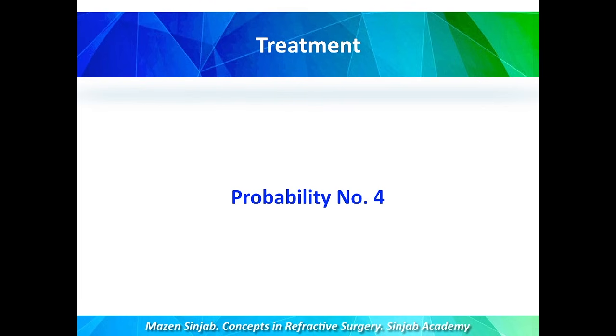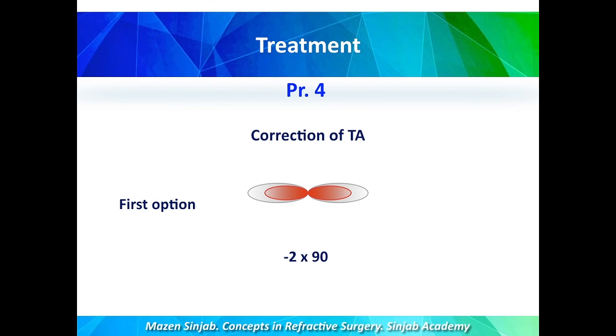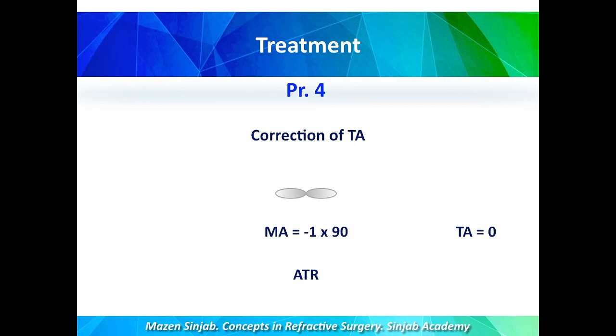Probability number 4. This probability is also not uncommon. Both are against the rule, but the amount of manifest is larger than the amount of topographic astigmatism, like in this example. So let us study the options of treatment in this case. We have two options. The first option is to treat the topographical astigmatism, and in this case, we are going to decrease the amount of manifest astigmatism. We are not treating the manifest astigmatism completely, and we are going to have post-operative topographic astigmatism of 0.